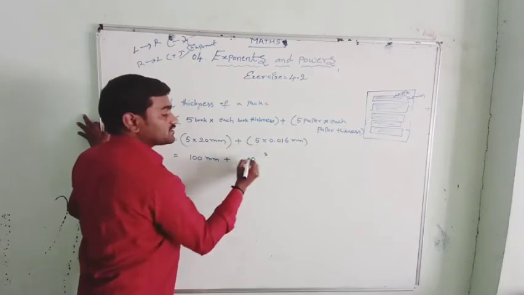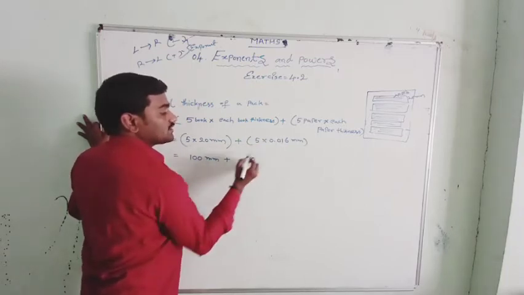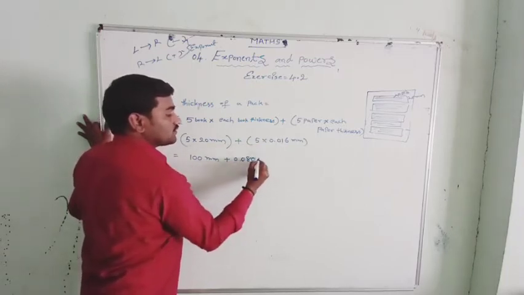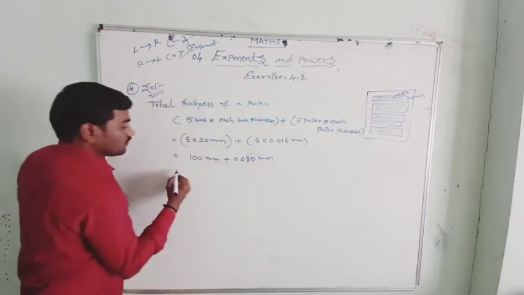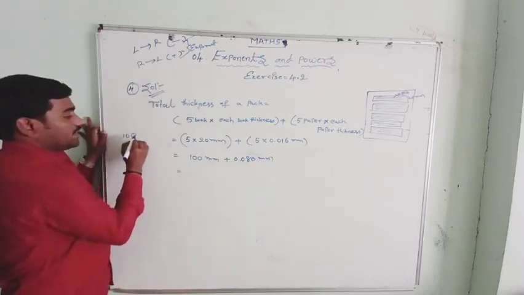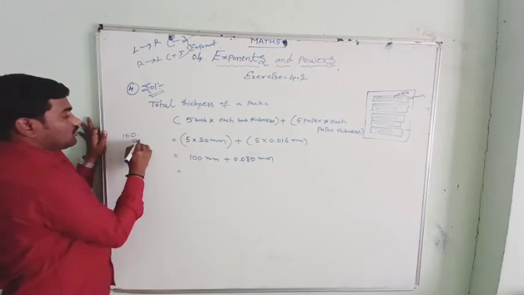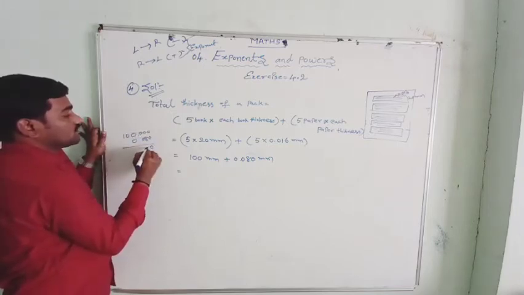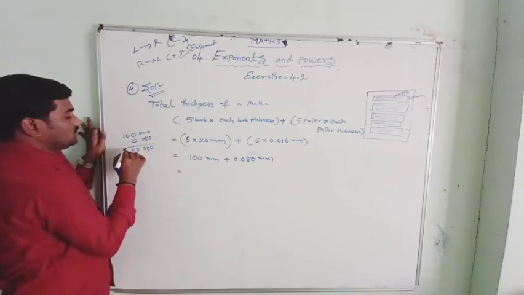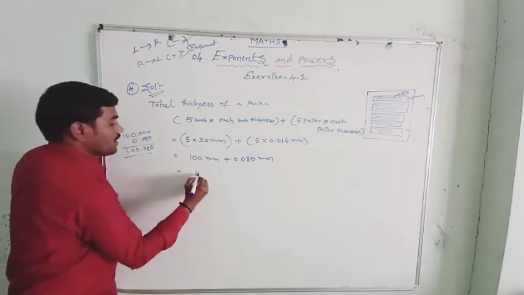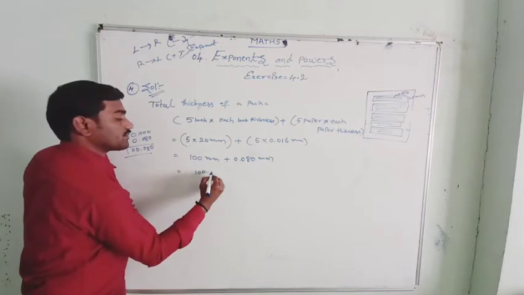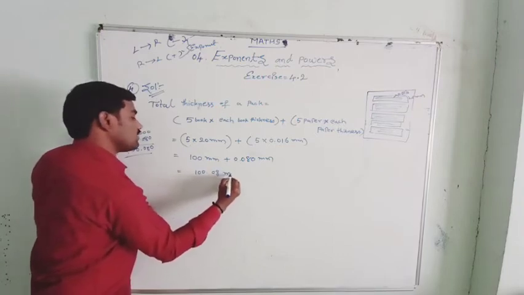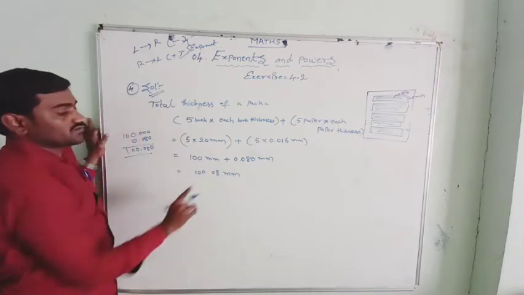5 6s are 30, 5 1s are 5 plus 3 is 8, 5 zeros are 0 and 5 zeros are 0 millimeters. So when you add this, 100 plus 0.080, we get 100.08 millimeters. So this will be the thickness.